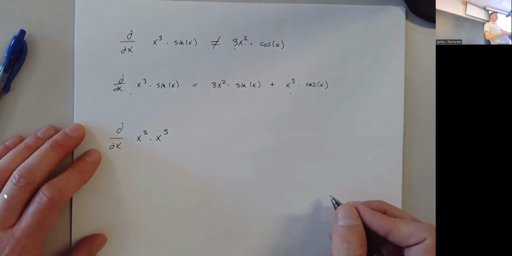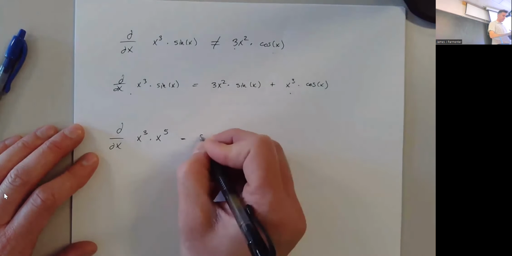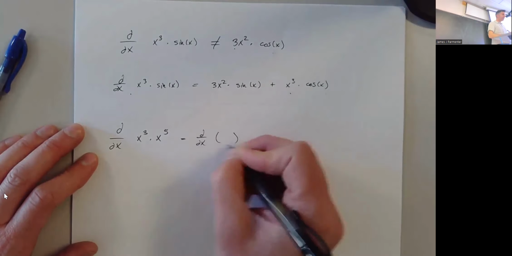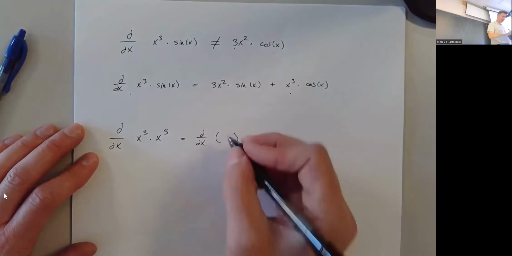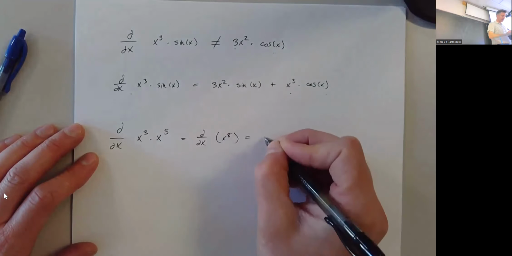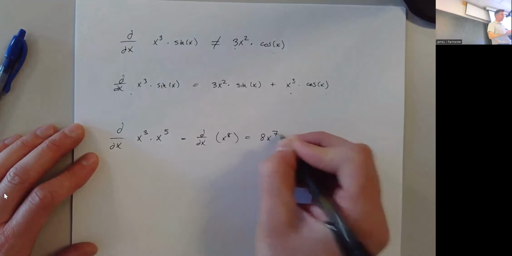What is x to the third times x to the fifth? If I simplify that, x to the how much? 8, right? We add those powers. And the derivative of x to the 8th is 8 times x to the 7th.